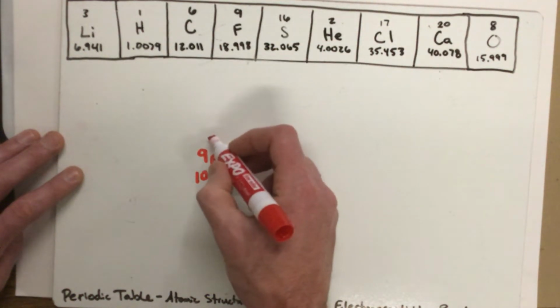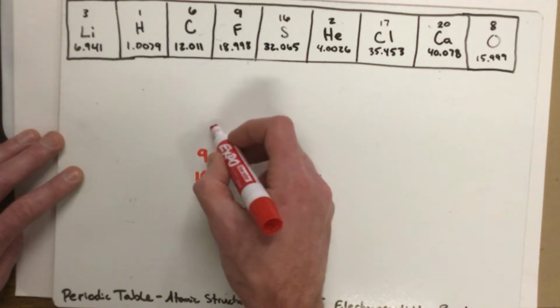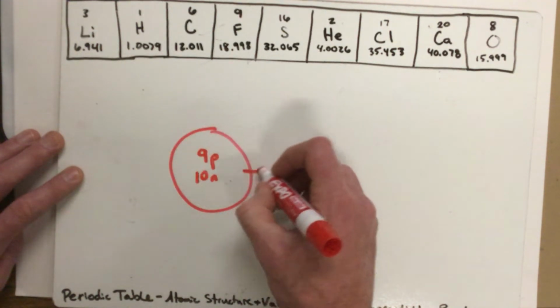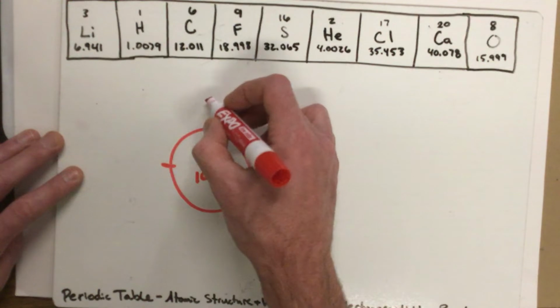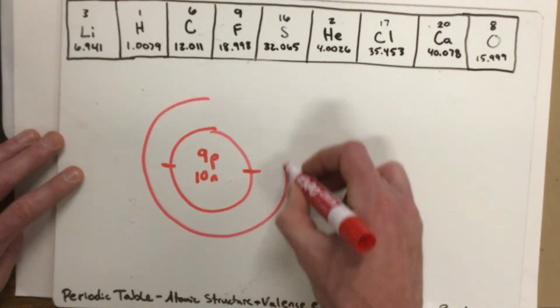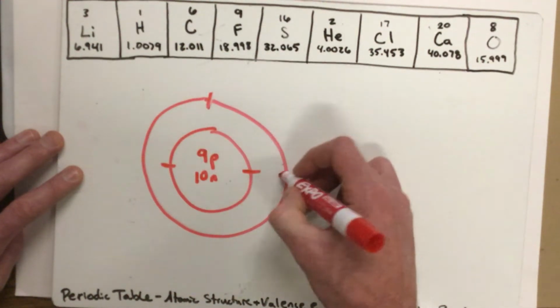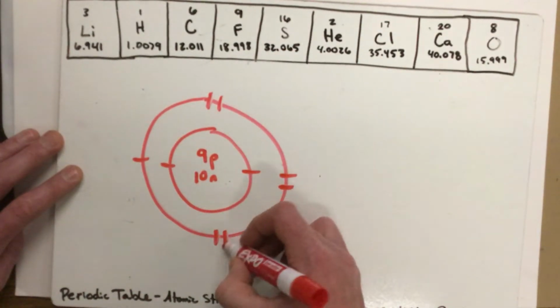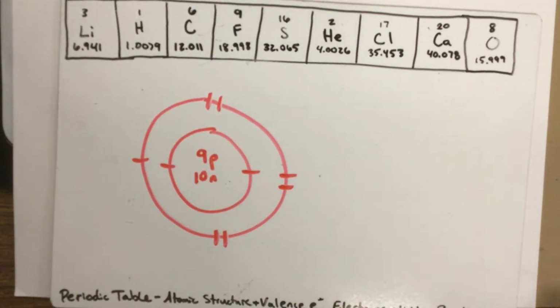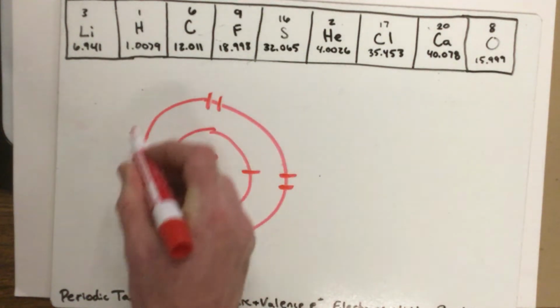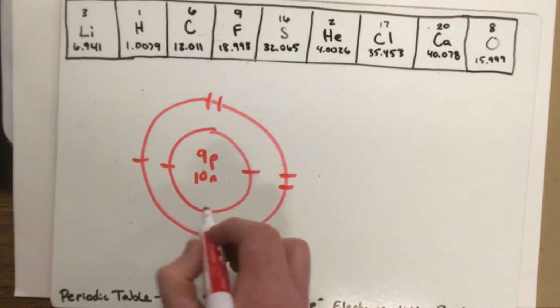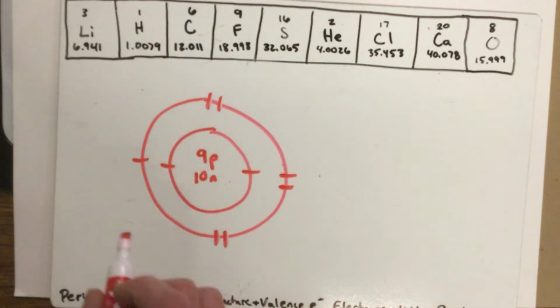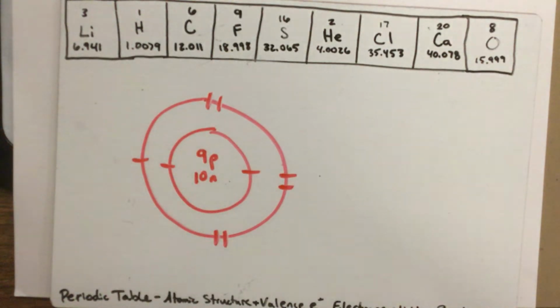And finally then, let's draw the electrons. Well, let's fill up that first shell. 1, 2, 3, 4, 5, 6, 7, 8, 9. Now this is going to be important later, but the outer shell, we fill up the inner one first, then we move to the outer one. The outer shell here is so close to being filled.